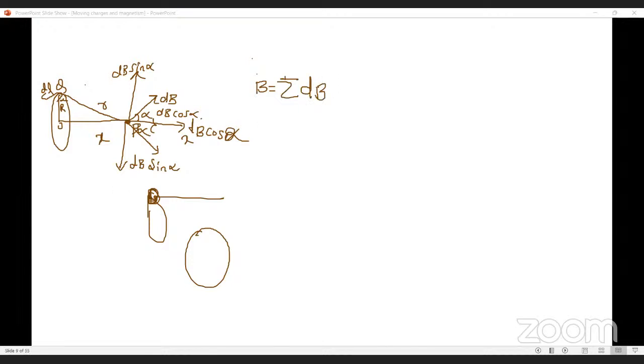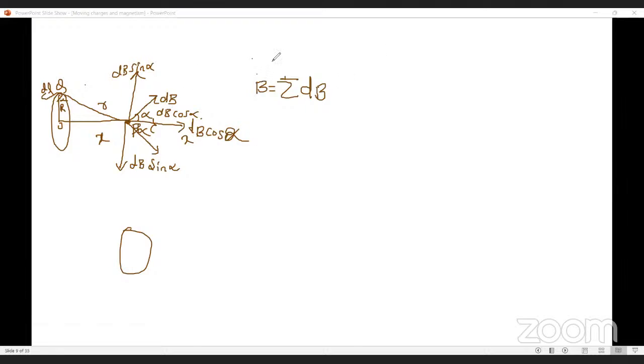Yes, understood why we are taking the summation? Because the Biot-Savart law is applicable only for the small current element. So for the full current loop, we need to take the summation of dB. But it is not only the summation of dB. Here one more point will come.